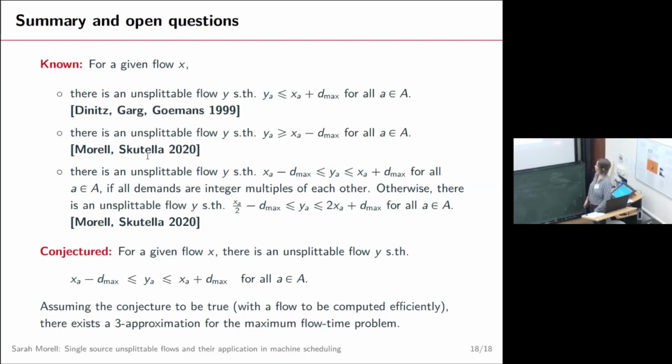We, however, conjecture that such a flow exists and can be found efficiently. And this, as you've seen, would imply a 3 approximation for the maximum flow time problem. Open problems are somehow clear. We're still working on this problem here for the lower bounds. We would like to have an algorithm finding this kind of flows. Hopefully, we have the right tool to also use it maybe for those low and upper bounds simultaneously. But all ideas are welcome.